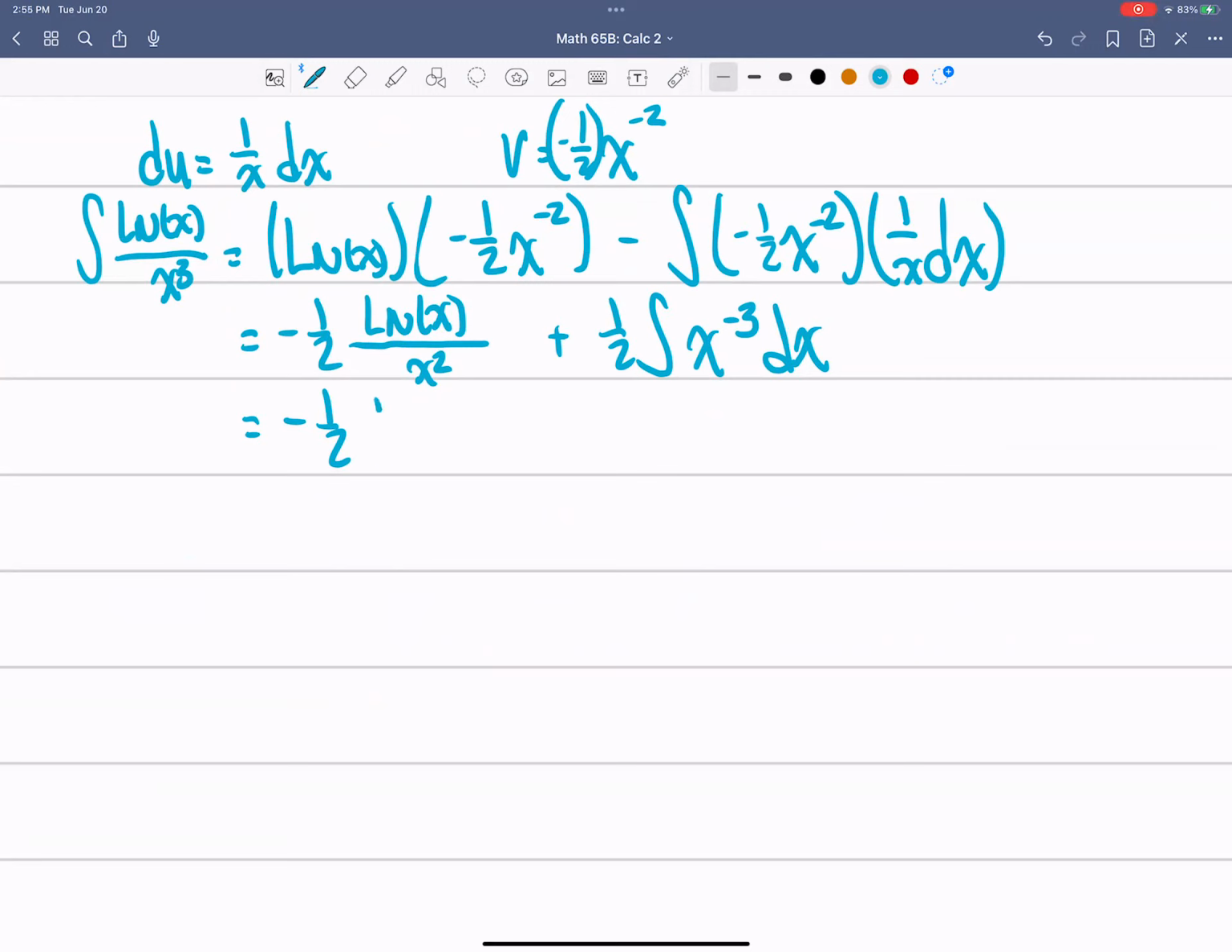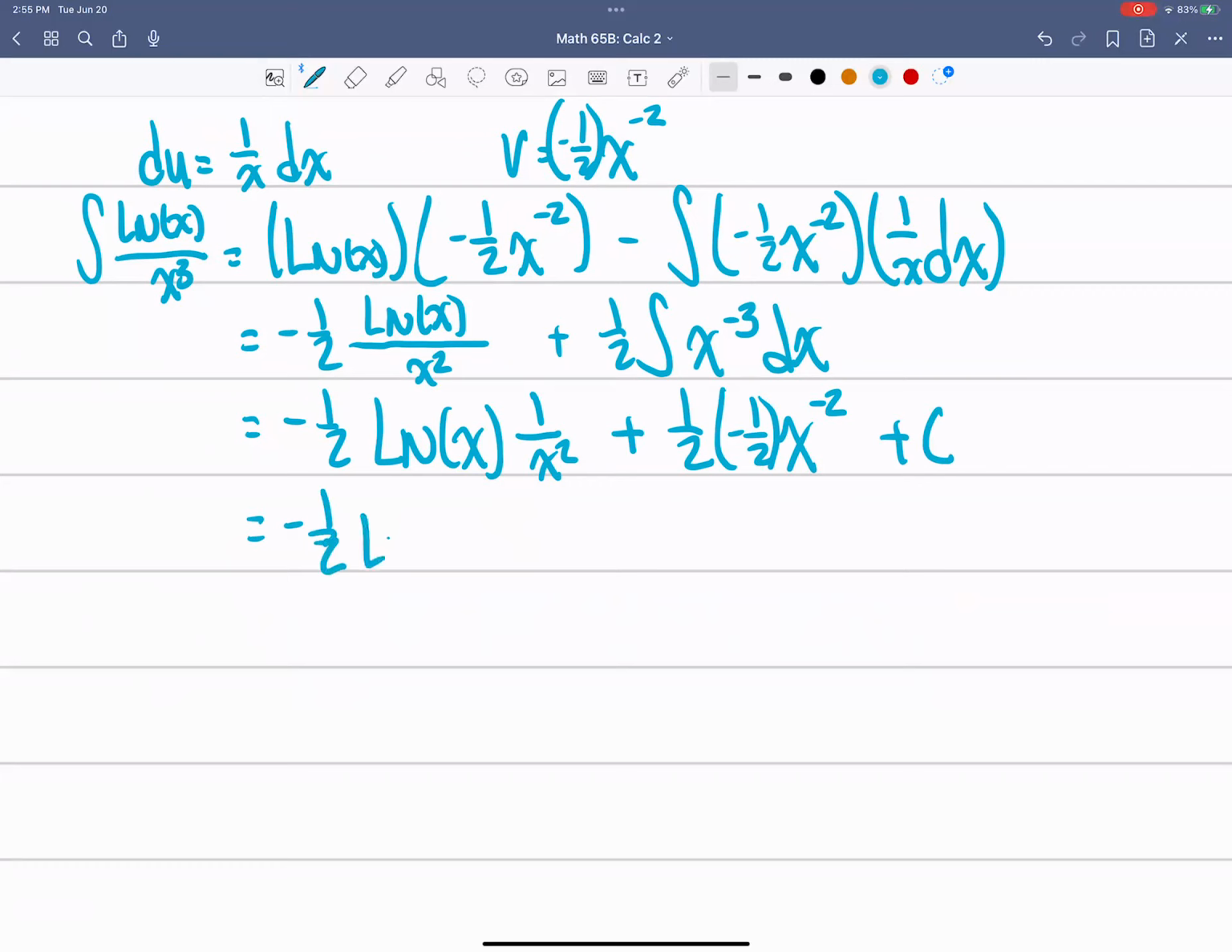Another way that we could write this: ln of x, 1 over x squared, plus 1 over 2. And we integrate x to the negative 2 times negative 1 over 2, plus c. And cleaning it up one more time, negative 1 over 2 ln of x to the negative 2, minus 1 over 4 x to the negative 2, plus c. And there we go.